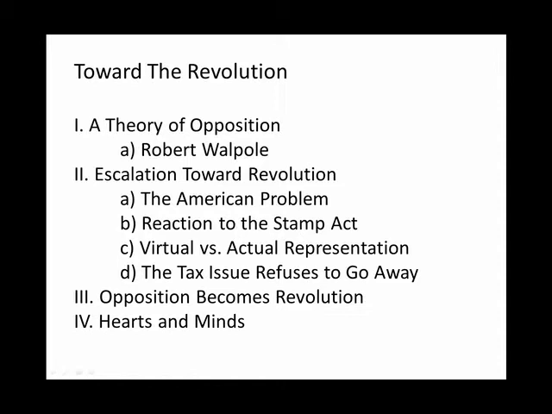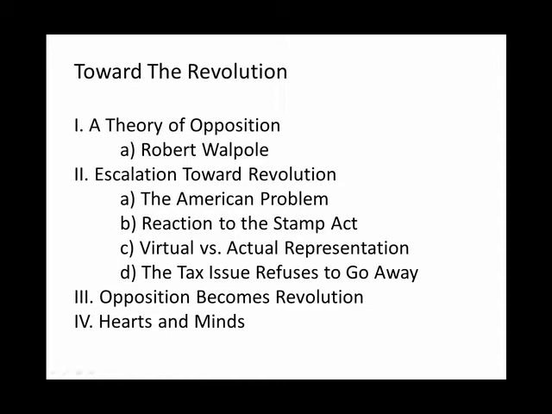So the first thing we're going to do today is talk about a theory of opposition, the way people in the transatlantic Anglo-American world understood power and political opposition. We're going to start out with a prime minister and his opponents, Robert Walpole, and think about where that led people later on in the 18th century. Then, once we've talked about how people thought, we can start to talk about the actual events that lead toward the American Revolution between 1763 and 1775.